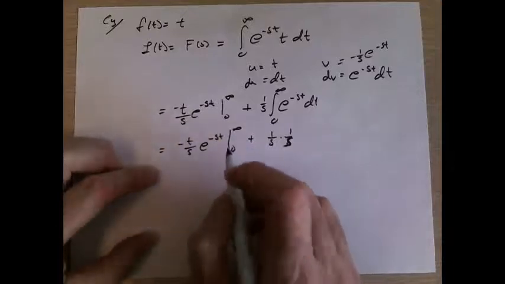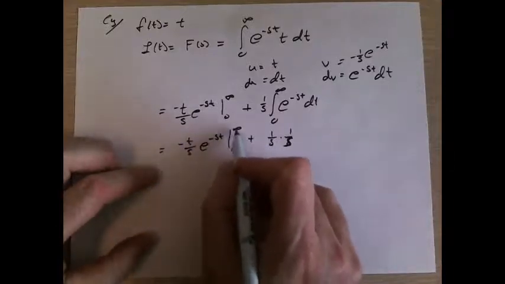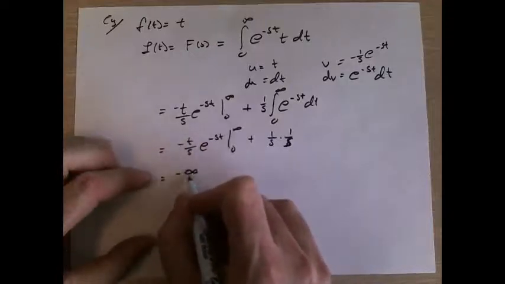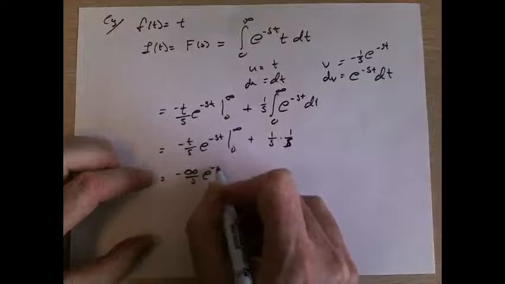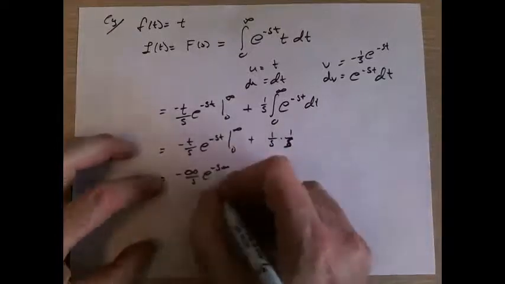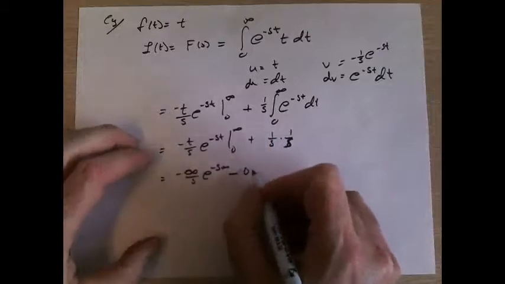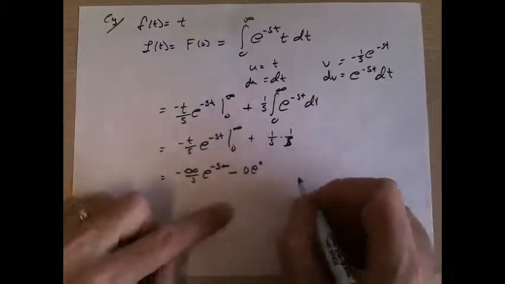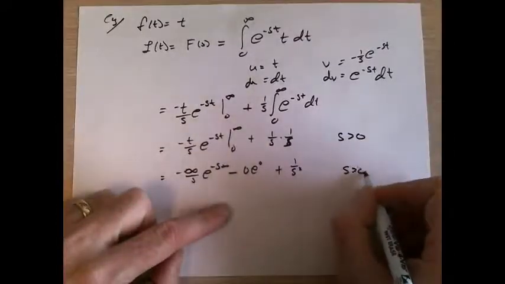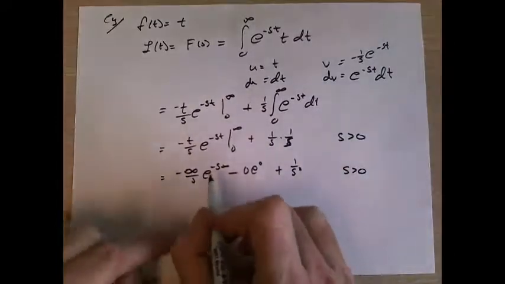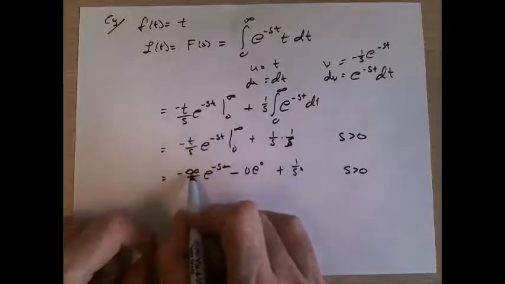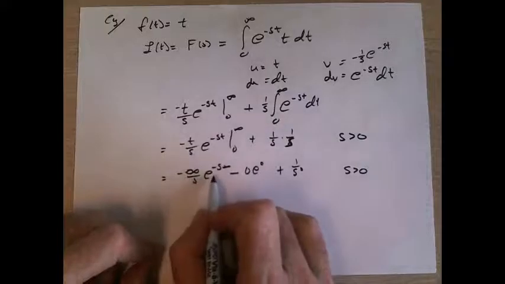There's a L'Hopital's rule thing that's happening here. You plug the infinity in for t, and you get minus infinity over s times e to the minus s times infinity, minus plugging the 0 in for t, 0 times e to the 0, plus 1 over s squared. We had to mention here that s was positive. With s being positive, this is going to 0 because it's e to the negative infinity, and this is going to infinity. And what's infinity times 0?